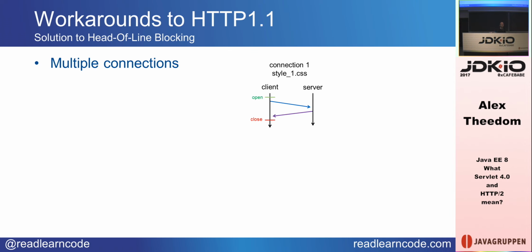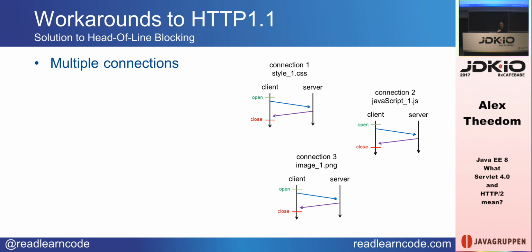So instead of having one connection, you have multiple connections. You open up one connection to download your style sheet. At the same time, you open up another connection to download your JavaScript, and you open up another connection to download your images. Now, that's great if you've only got 3 or 4 or 5 resources. If you've got 100 resources, that becomes a problem, and we'll have a look at why that is later on. It kind of fixes the problem a little bit, but again, it is just a workaround.